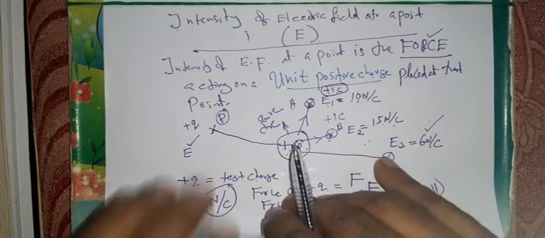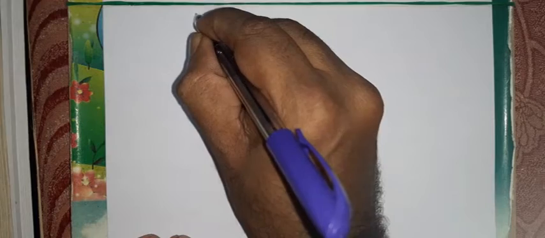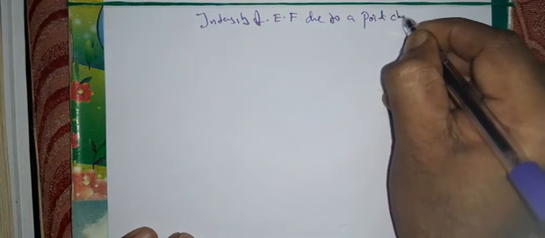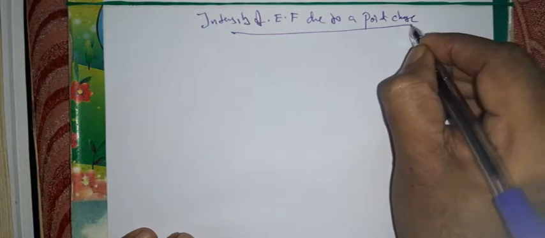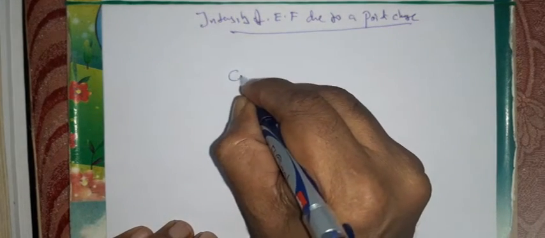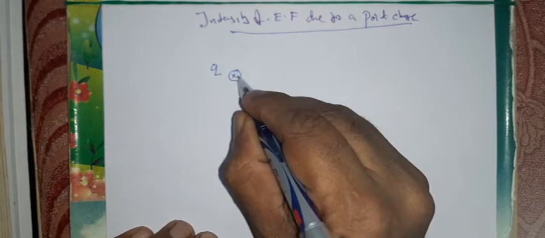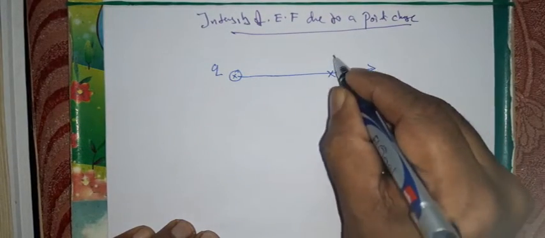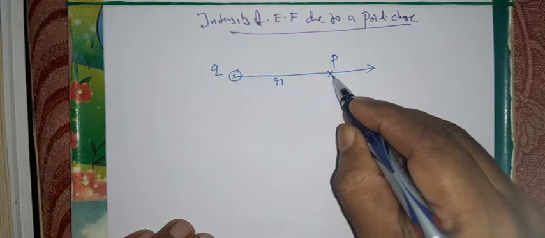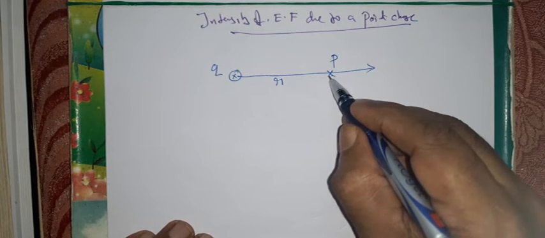Now, we can discuss the intensity of the electric field due to different charges. First case is a point charge. Intensity of the electric field due to a point charge. For that, you can take a point charge Q. Consider a point P at a distance R from the charge Q. Our aim is to find out the intensity of the electric field at P.